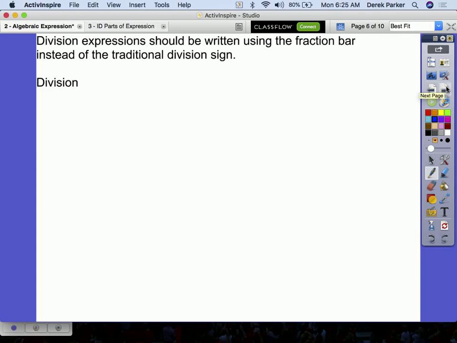When dealing with division, division expressions should be written using the fraction bar instead of the traditional division sign. For example, x divided by 3 would be written like this, where the division bar or fraction bar means division.